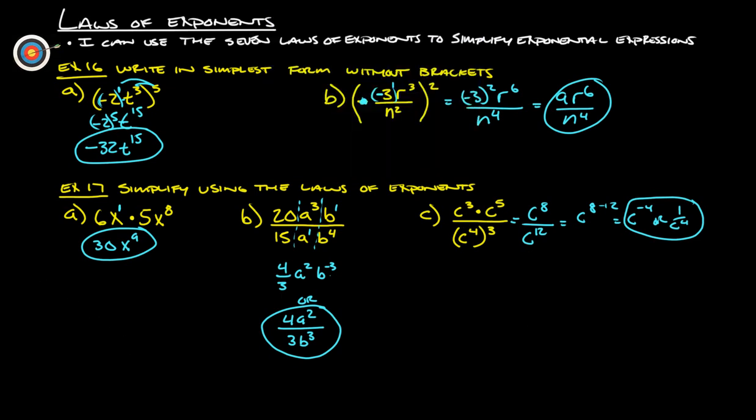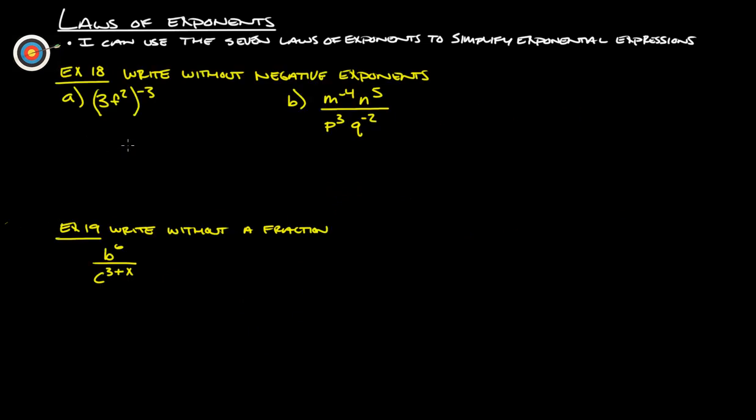Comet? Okay, let's take a look at some more examples here. Example 18, write without negative exponents. So, let's see, this 3 needs a power of 1 because we have to distribute this negative 3 to each one of these powers here, right? So that's 3 to the 1 times negative 3 is negative 3, and f squared times negative 3 is negative 6. So we have to write without negative exponents. So we have to turn this into 1 over 3 to the negative 3rd goes to the bottom as 3 cubed.